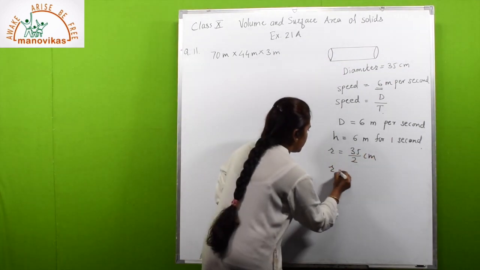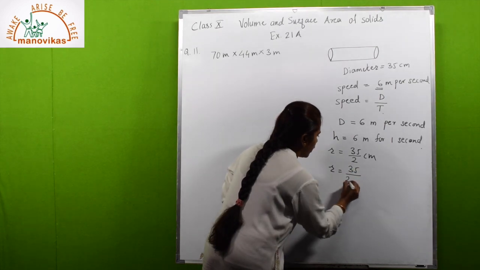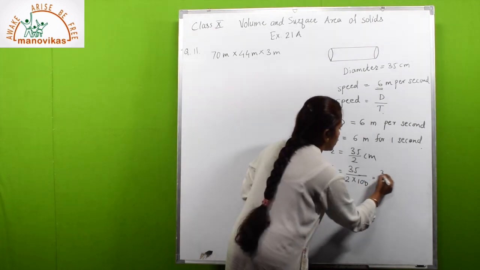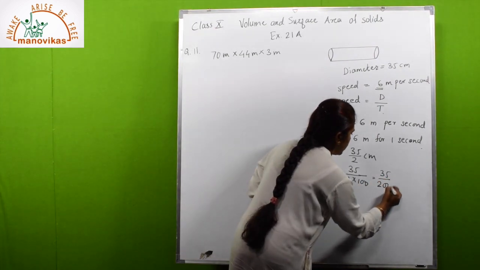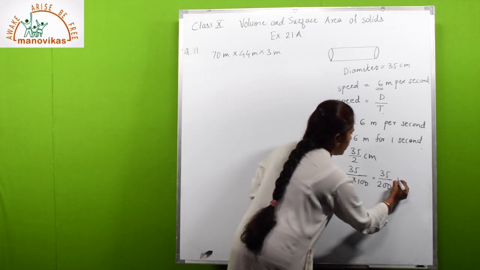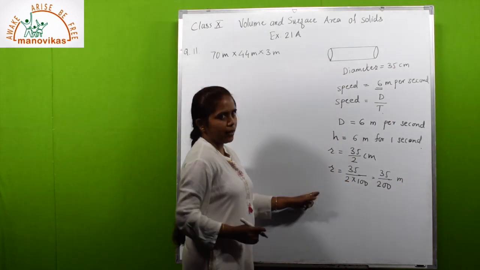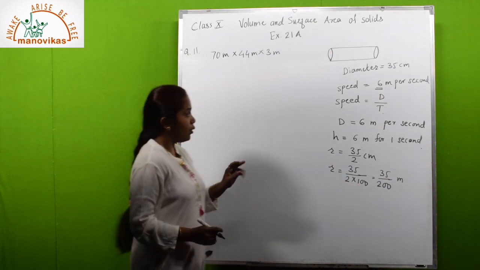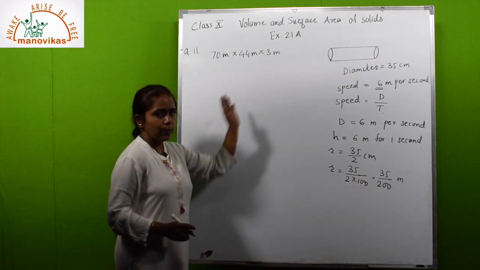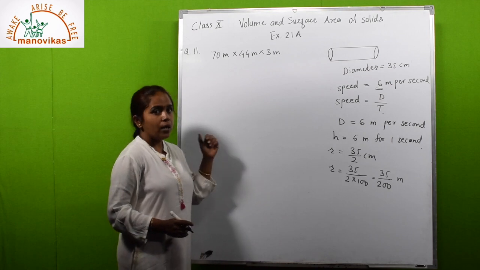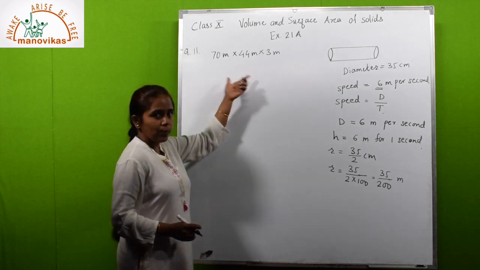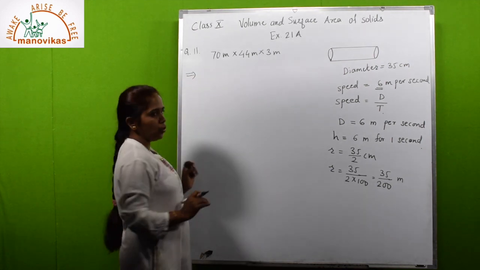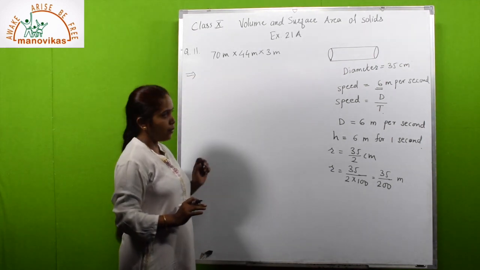So what will it be in meter? That is 35 upon 2 into 100, that is 35 upon 200. This will be the value for the radius of the pipe, 35 upon 200 meter. Now how to relate this with the swimming pool? We have to find the time required to fill the swimming pool. So how is it related to the volume? We have to find that.